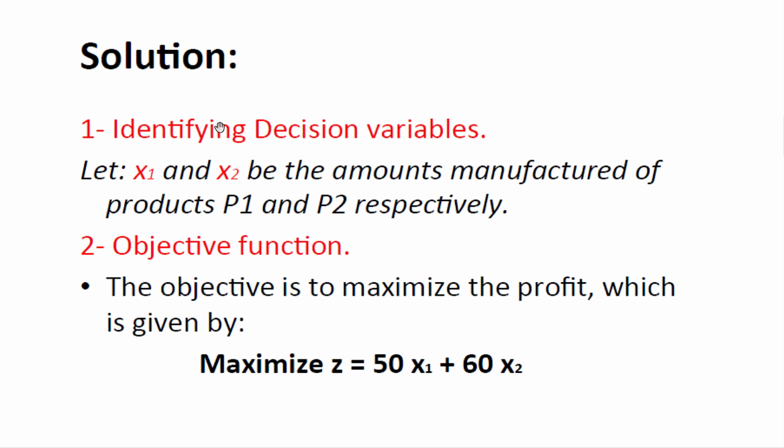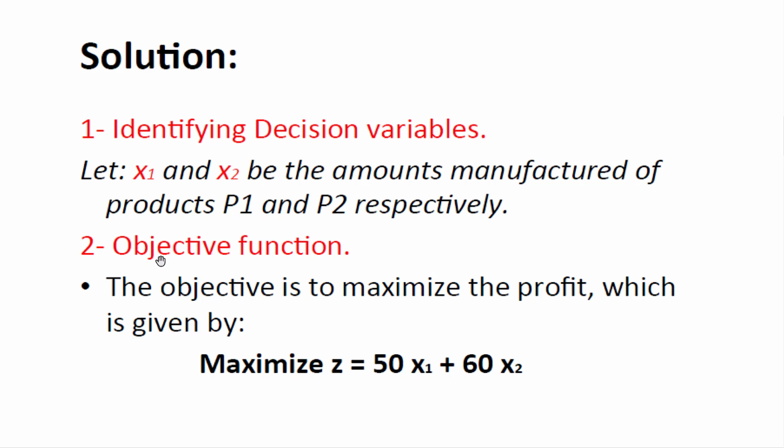Our solution strategy consists of 5 steps. The first step, identifying decision variables. Let x1 represent the amount manufactured of product B1 and x2 represent the amount manufactured of product B2. This is the first step.